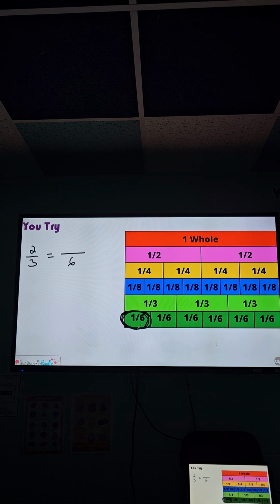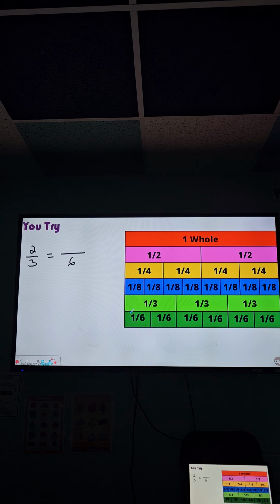How many sixths would I need, if it's even possible, to make something that is equivalent to 2 thirds? Go ahead and pause the video right now and see if you can use the fraction strips right here to figure that out. Write it down on your paper and then push play to check your work.